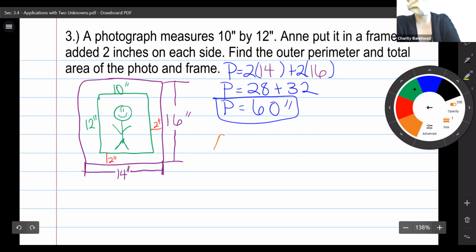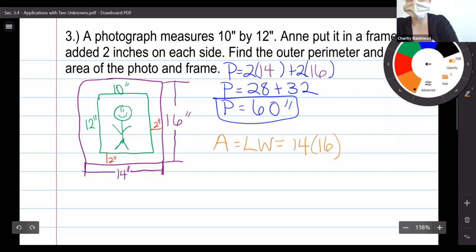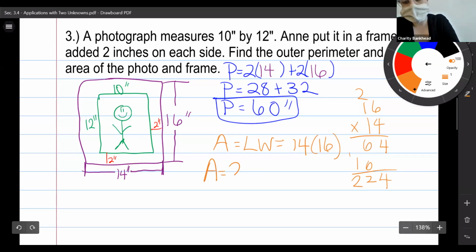And then the area is length times width. So in this case, that's going to be 14 times 16. So the area equals 224 square inches.